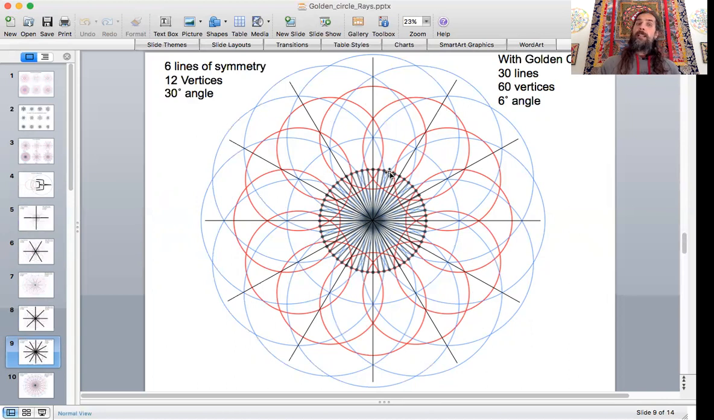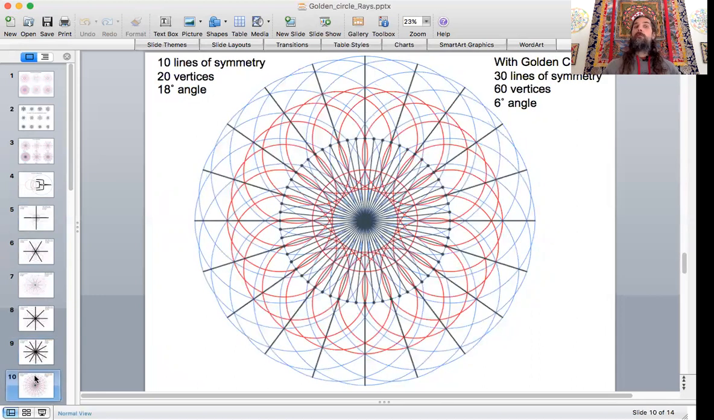So we've divided the inner segments into 60 degrees, and we have 60 vertices around here and 30 lines of symmetry on this one. And let's just do the 10 lines of symmetry, right? So we're going to divide this into 20 segments with the 10 lines that are going through. We're back to that pentagon symmetry here.